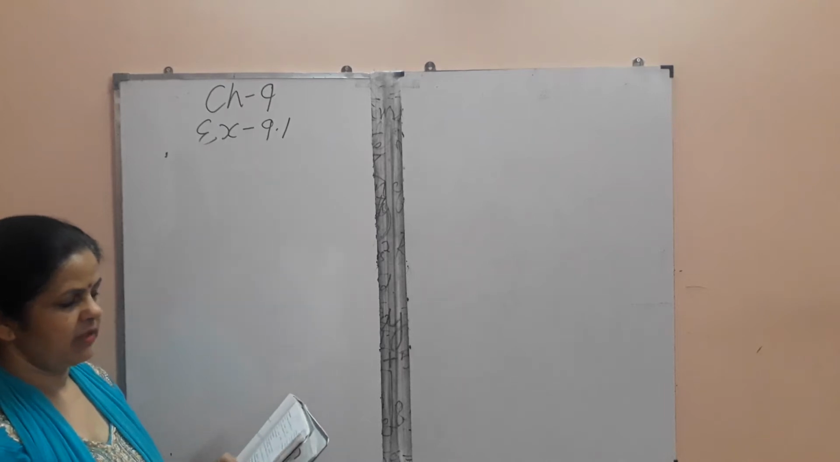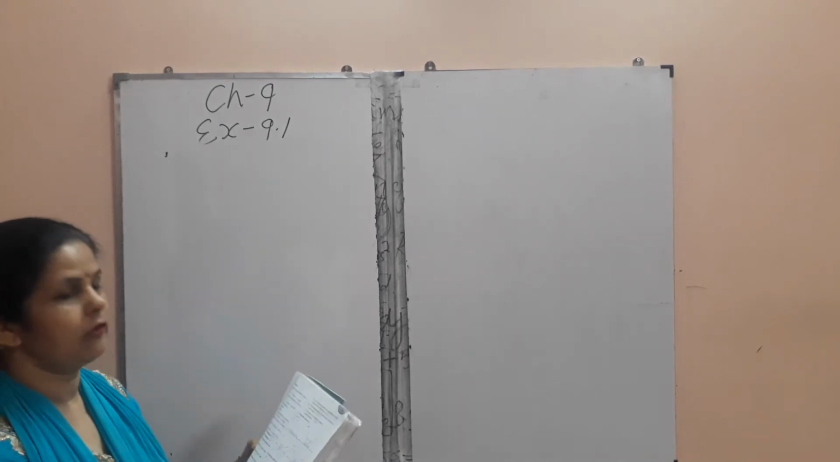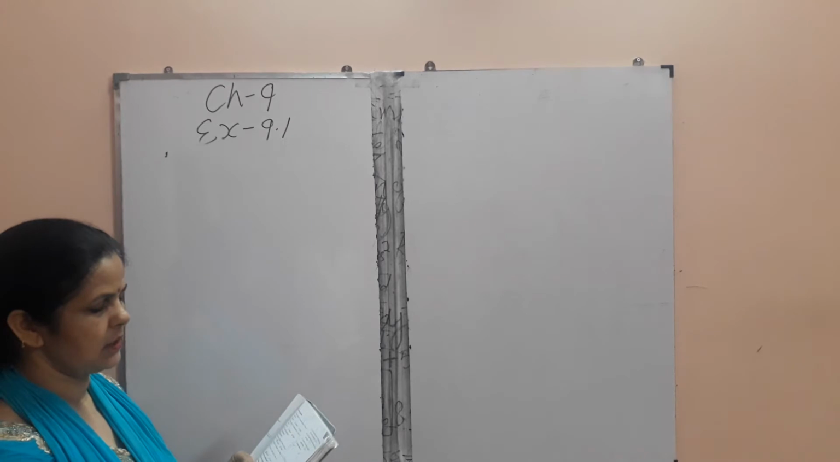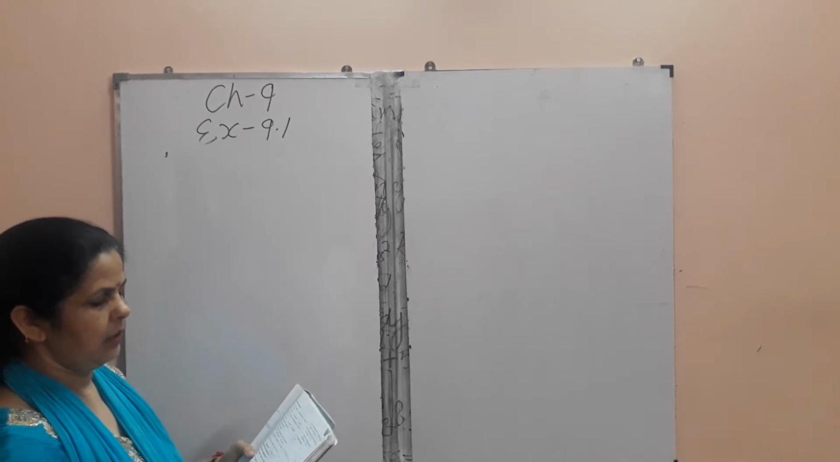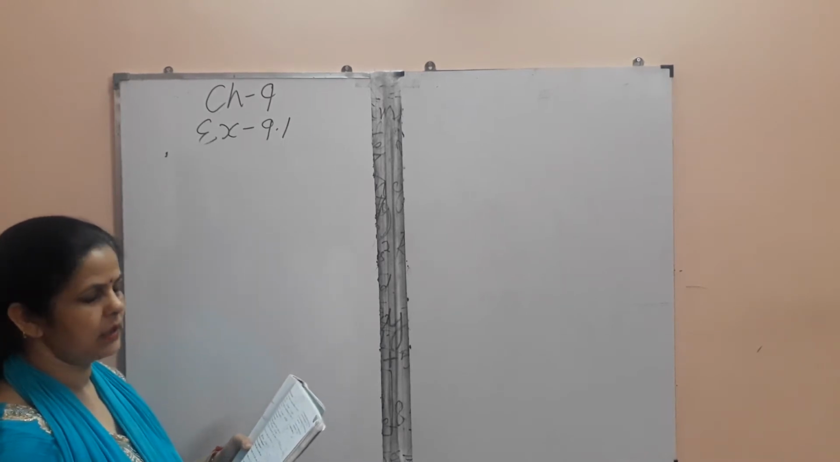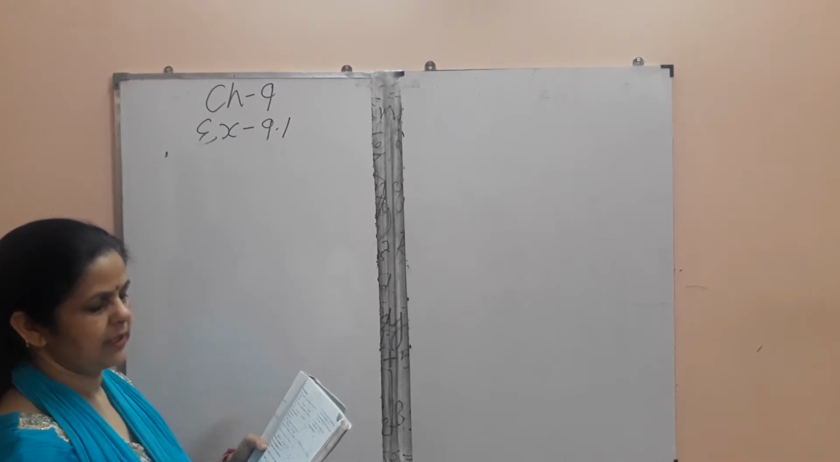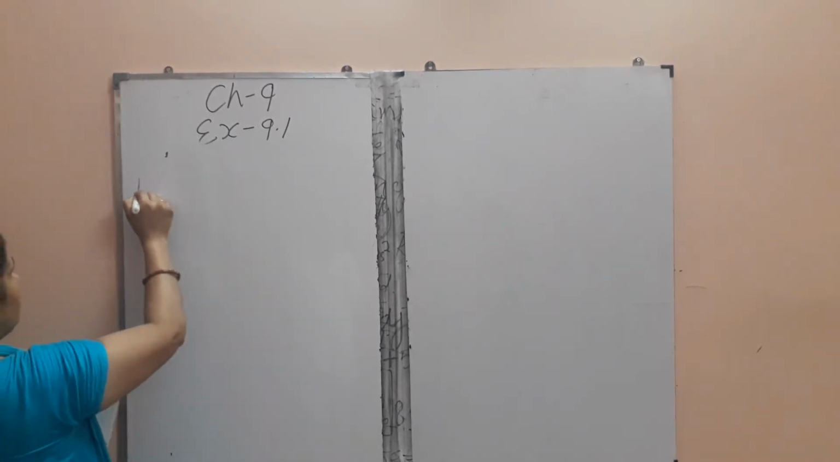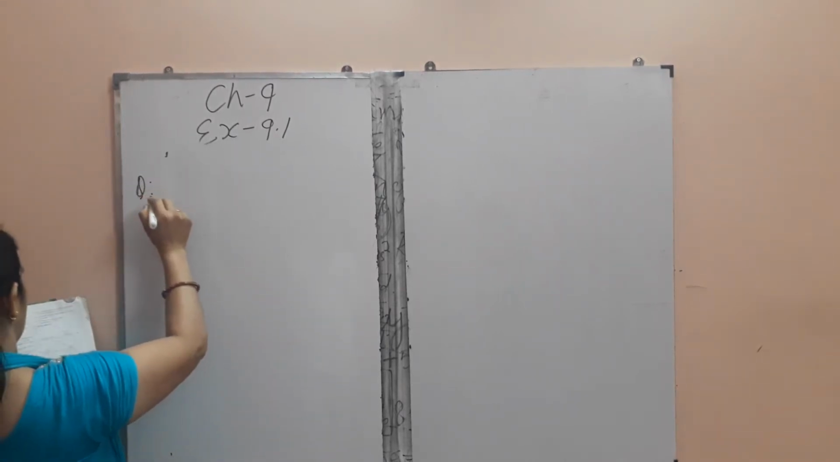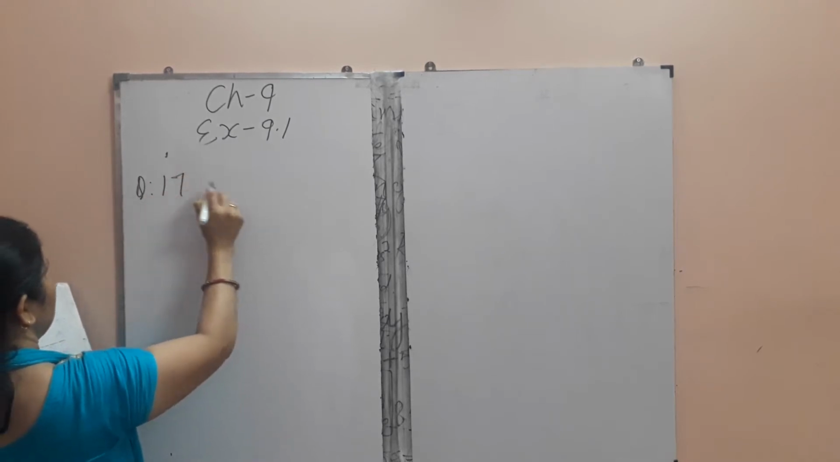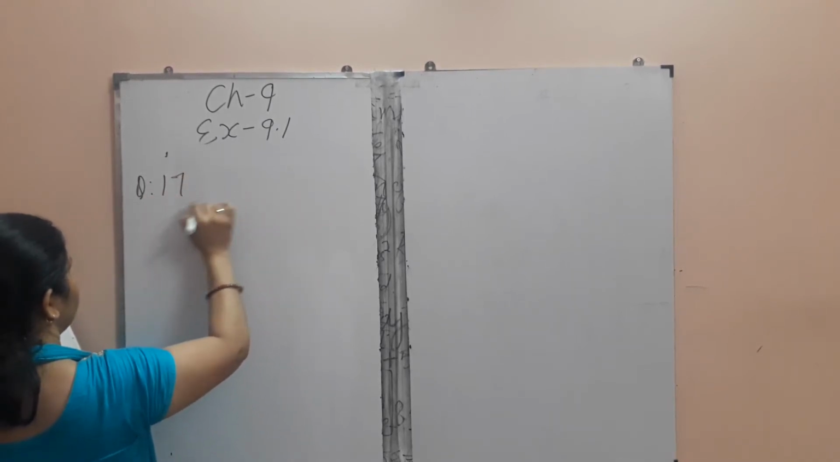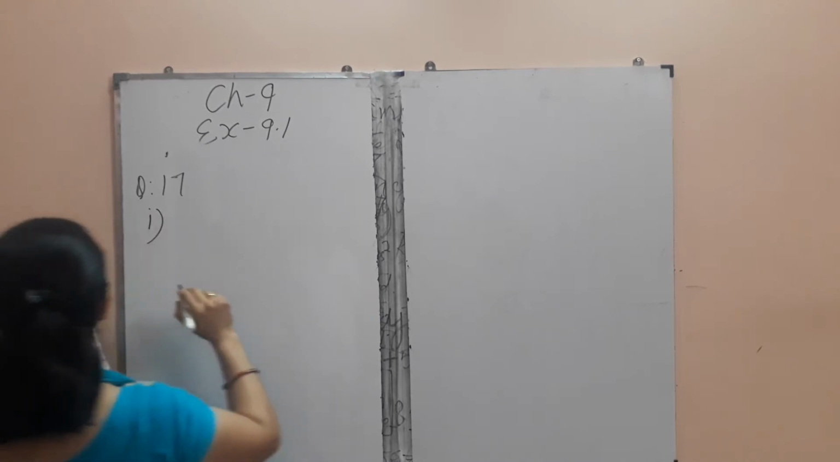So question number 17, I am solving part 1 because part 2 is easier than part 1. In part 1, two x are there and in part 2 only one x is there. So I am solving question number 17, part 1, the first part. So first we will draw the diagram.